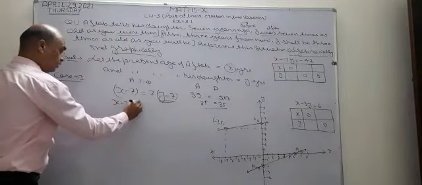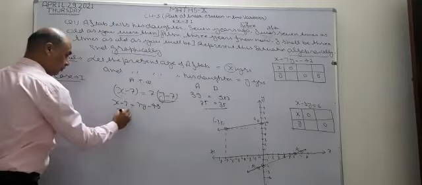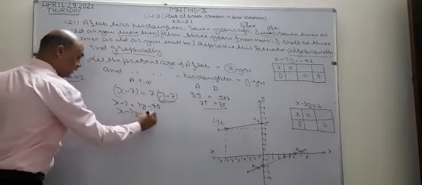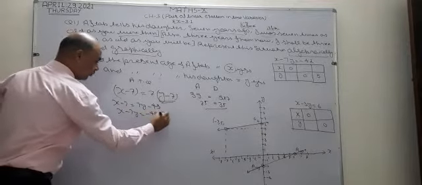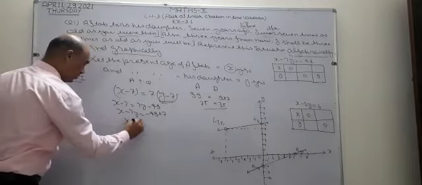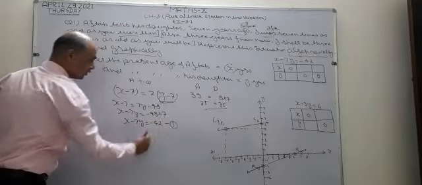x minus 7, 7y minus 49. Now this becomes x minus 7y equal to minus 49. This minus 7 goes to the right. This becomes positive. So the final equation is x minus 7y equal to minus 42. This is the first equation.